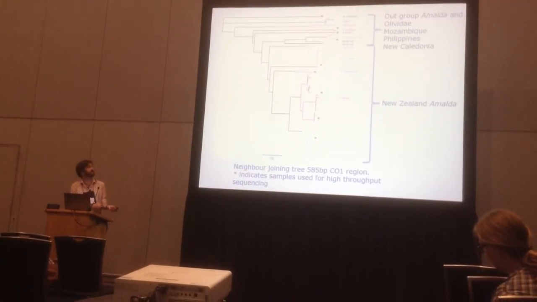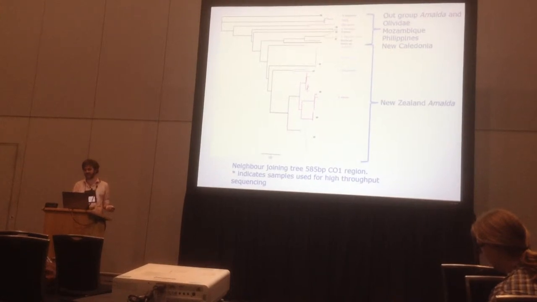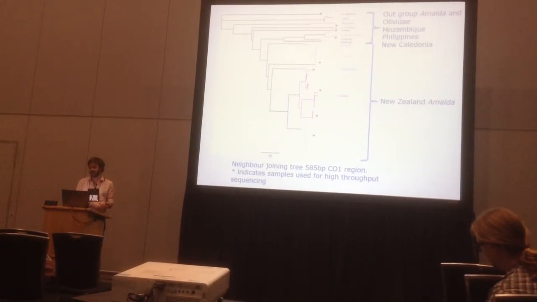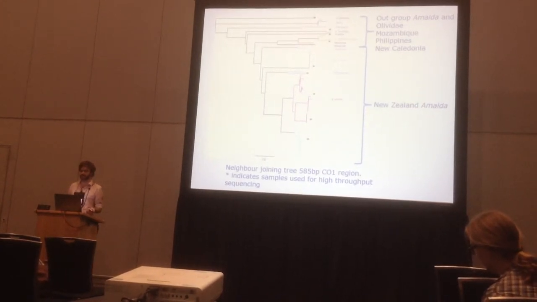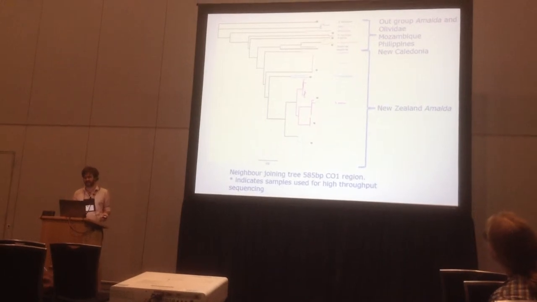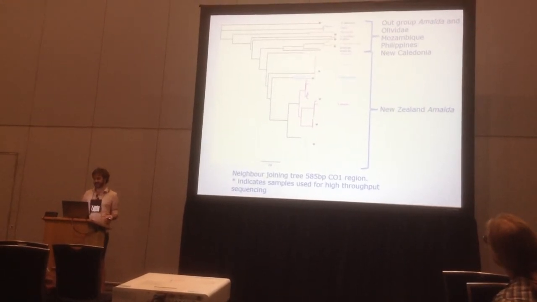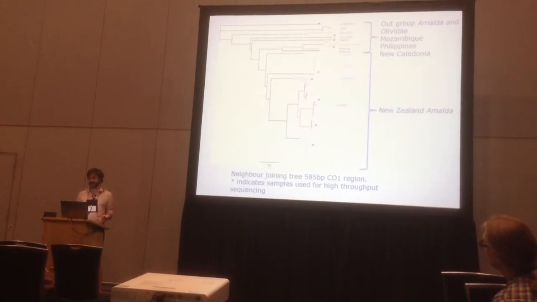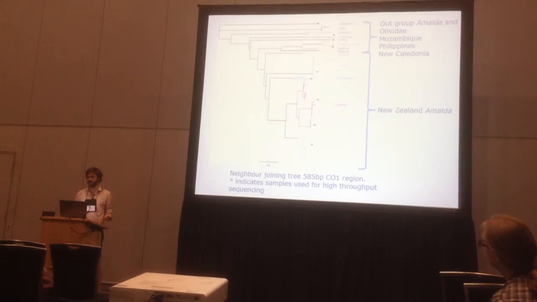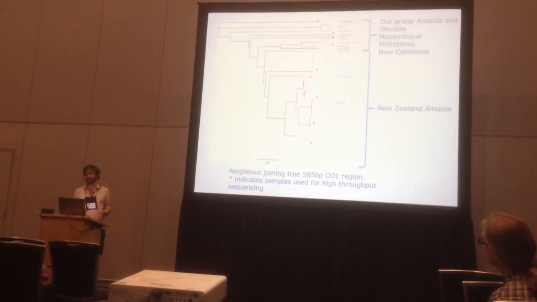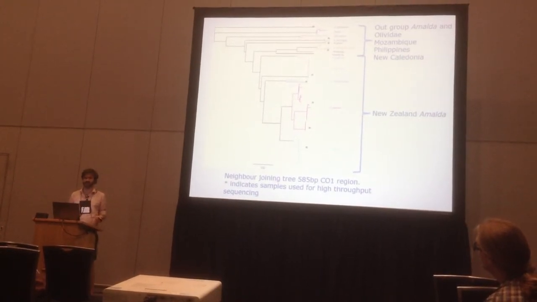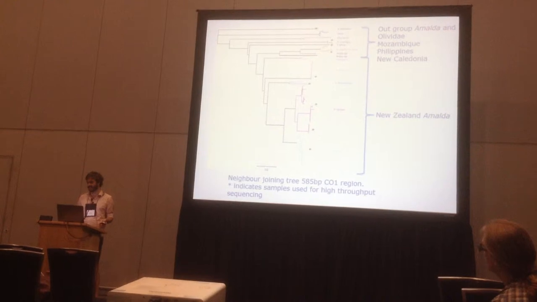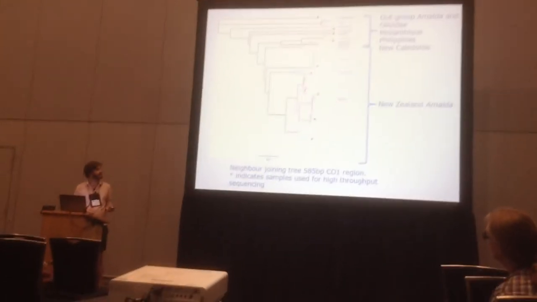For outgroup selection, we drew on GenBank for any Olividae and other Amalda species. And we got in contact with the French Natural History Museum, who kindly supplied us with some of their data. This enabled us to select a diverse range of outgroups, both genetically and geographically. So we've got samples from Mozambique, Philippines, and New Caledonia. And since I've been at the conference, a colleague from Australia has got some Australian samples for me, so they'll be added into the analysis as soon as I get back.